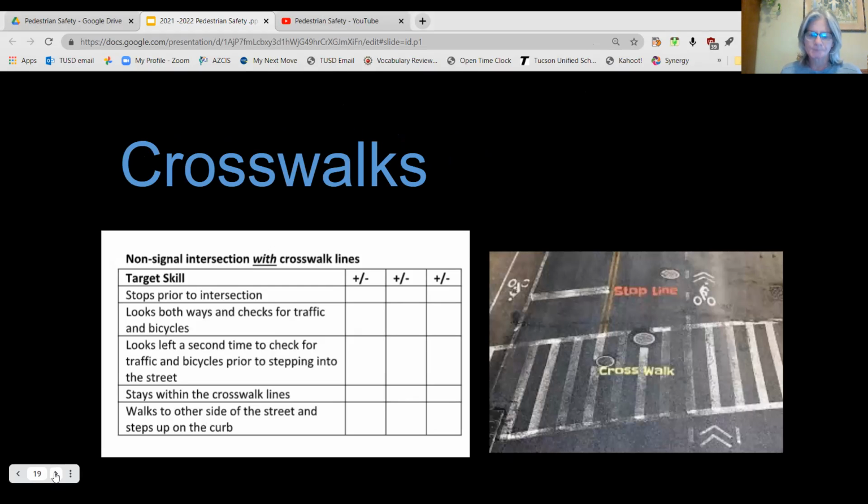Here you go. So we are going to go out and we're going to practice walking in crosswalks. Some of them don't even have the lines. So non-signal crosswalks, sections with crosswalk lines. Maybe they don't have the lights, but they have a crosswalk. So you're just gonna stay within that crosswalk.